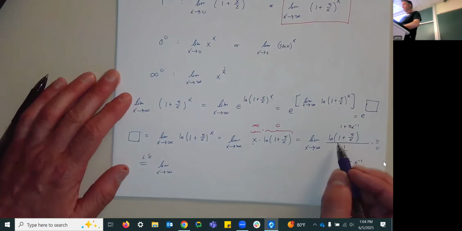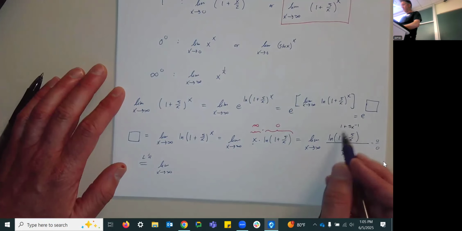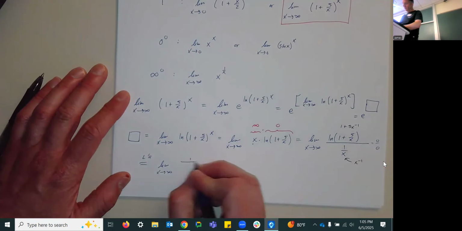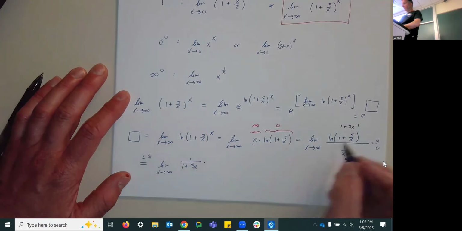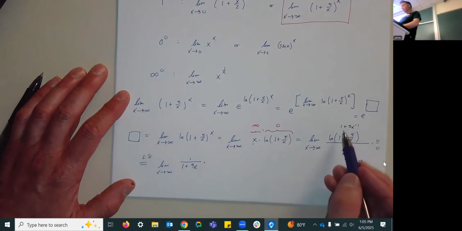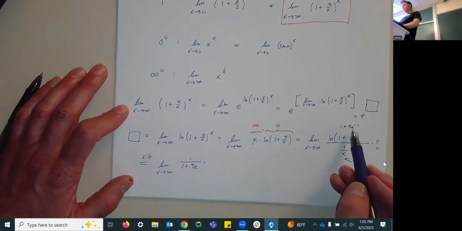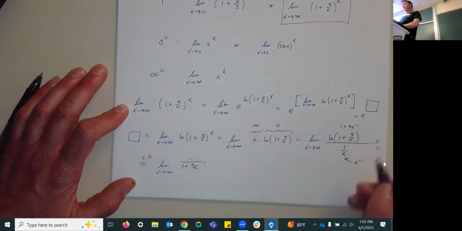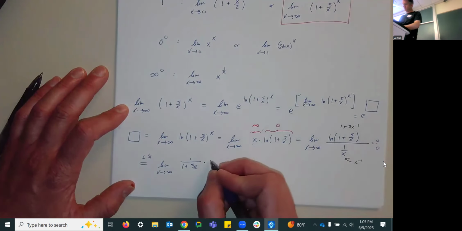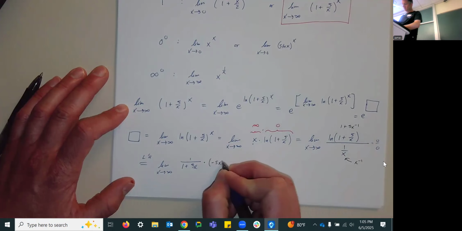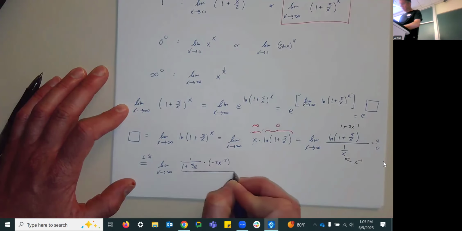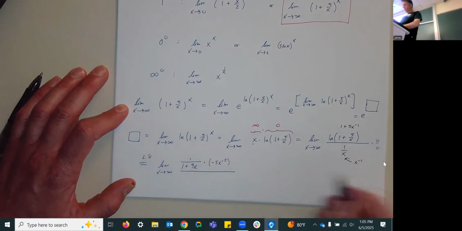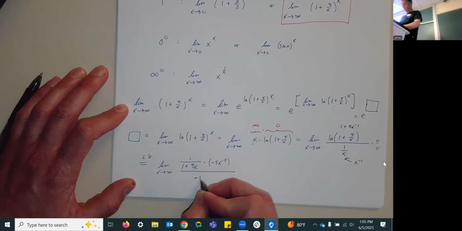So taking the derivative of the natural log of all that stuff, it's going to be 1 over all that stuff times the derivative of that stuff, which is going to be the derivative of 1 plus 5x to the negative 1, which is going to be 0 plus negative 5 times x to the negative 2. Over the derivative of x to the negative 1, which is negative 1 times x to the negative 2.